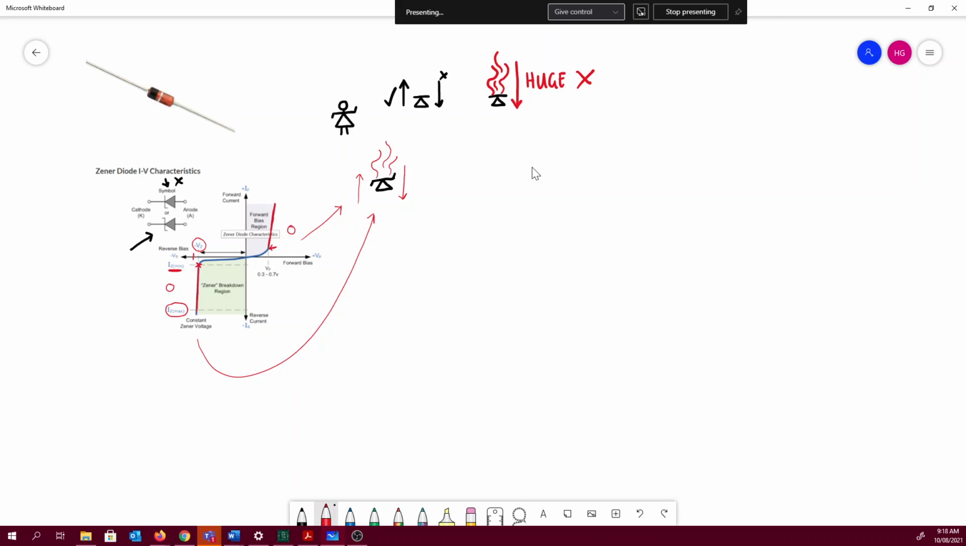But there's this region in the middle, which is really, really useful to us, because you can use it to do some really important things. So let's say we've got a voltage supply, and it is Vs, and let's just say that it's coming out of, I don't know, a 9-volt battery. So we've got a voltage supply that is at 9 volts.